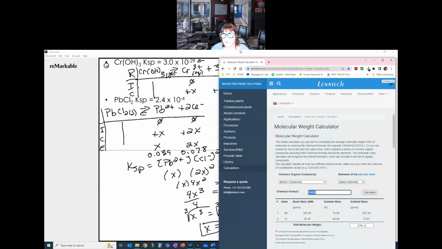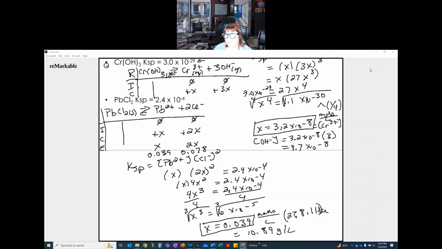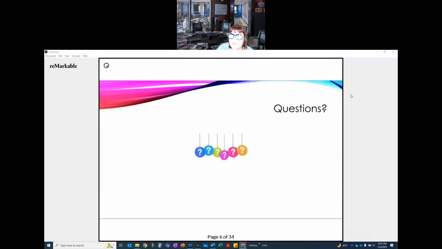Now, the question asked for solubility. There was nothing specific about whether it wanted molar solubility or grams per liter. That is entirely up to you then. If it doesn't specifically state, you can give me either answer because they are both correct. So either one of those would work. And the only reason I did them both is so that you can see the math that's involved in both of those calculations.